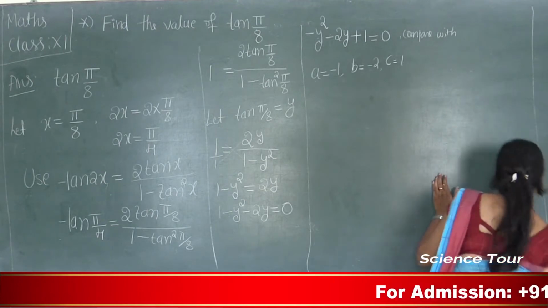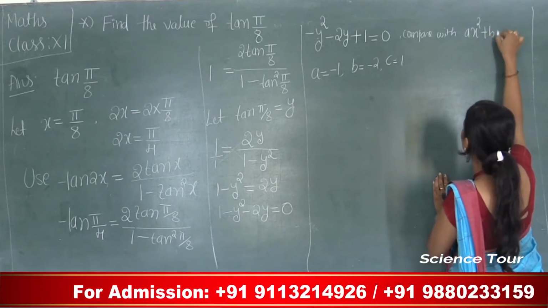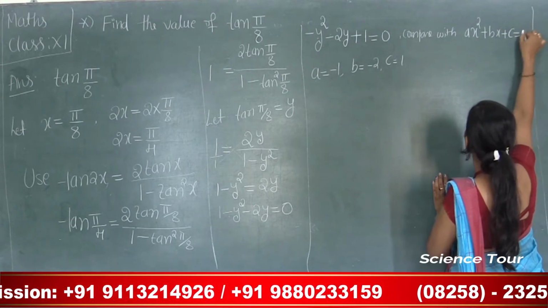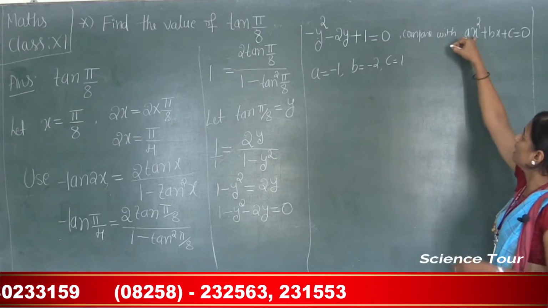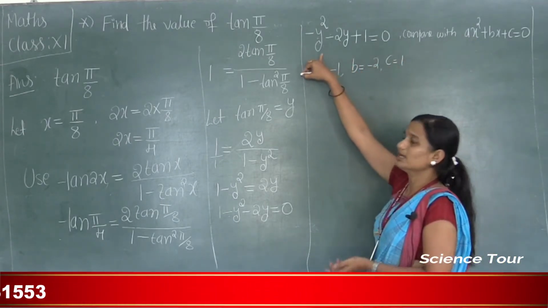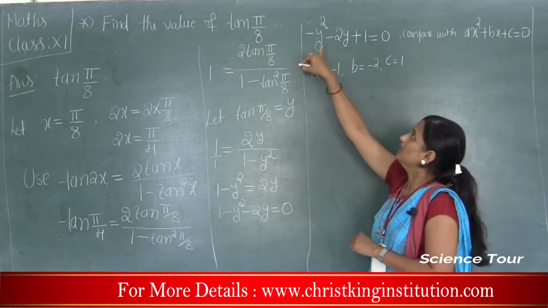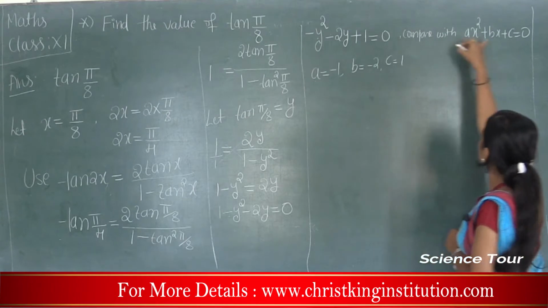What is a quadratic equation? It is ax square plus bx plus c is equal to 0, right? So now what is the value of a? A is the x square coefficient. So x square here is variable y, right? The y square coefficient is what? Minus 1.